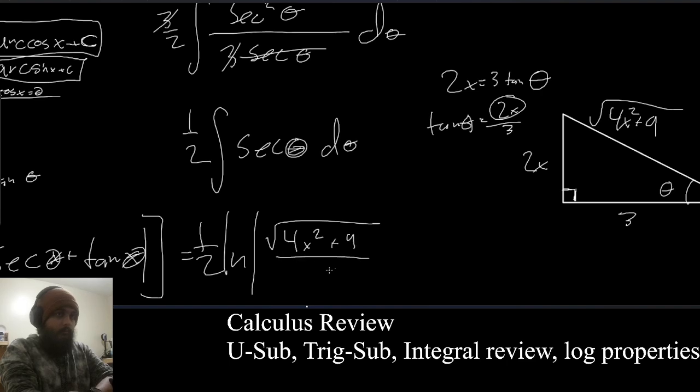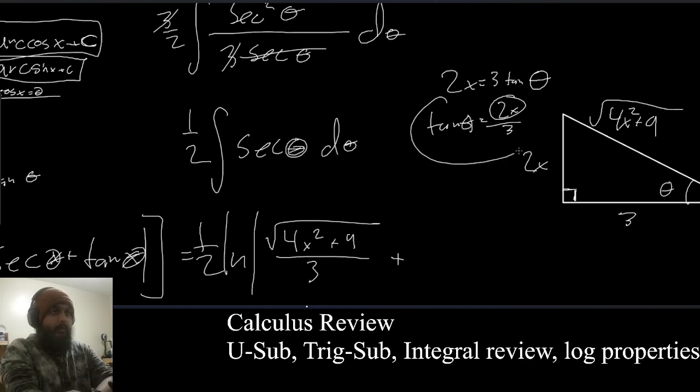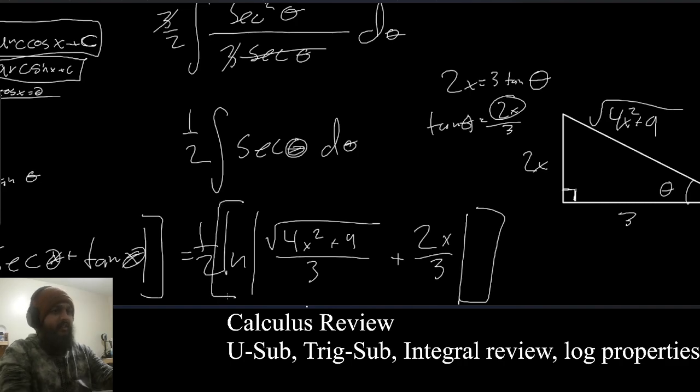Let me just put that in. And then finally, we have our tangent. Tangent is equal to adjacent over hypotenuse. No, wait, I lied. Opposite over adjacent. And notice, we already have tangent over here, 2x over 3. And that's it.